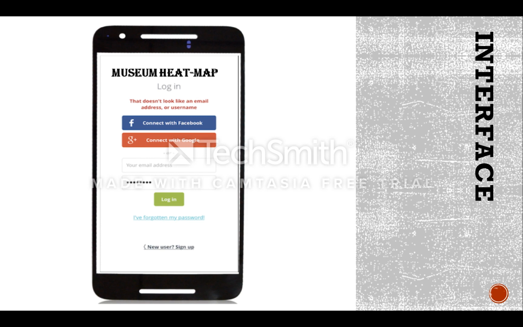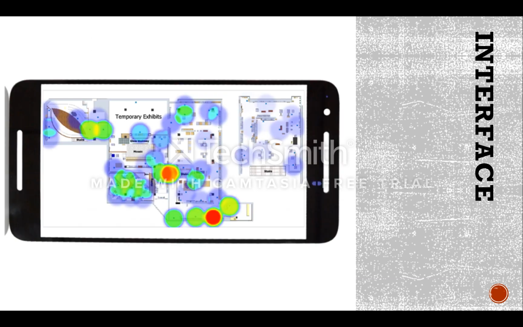Hi, this is Tianyi Yu. Here is our app interface. Here is our login page. We will cooperate with Facebook and Google, allowing our users to use their account to log in to our application. Next, we want to help visitors plan the trip more efficiently by providing real-time heat maps in the app so visitors can avoid heavy crowds.